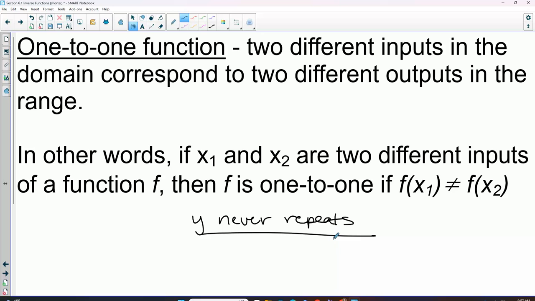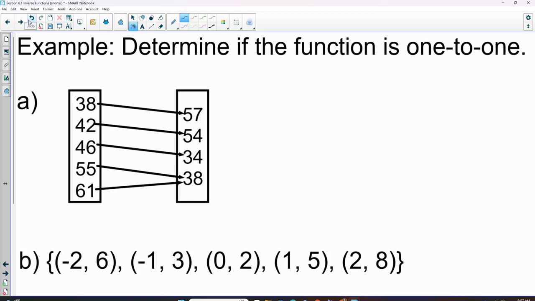So let's start off deciding if some things are one-to-one or not. So if I'm looking at this one, this is a mapping. So I'm giving you essentially a diagram that shows us each piece. So it tells me these are like my x values, these are my y values. Is this one-to-one? No. Why? Two x's equal the same number. That 38 and the y repeats. Two different x's equal 38.